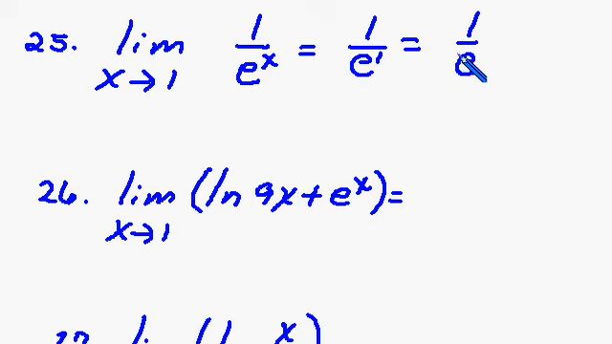Just to add to this, if you don't know what e is, it's kind of like pi. It's approximately 2.71, and it goes on forever. Looks like a bunch of random numbers after that.